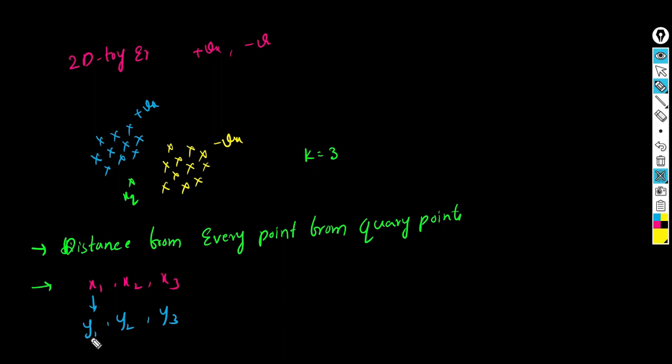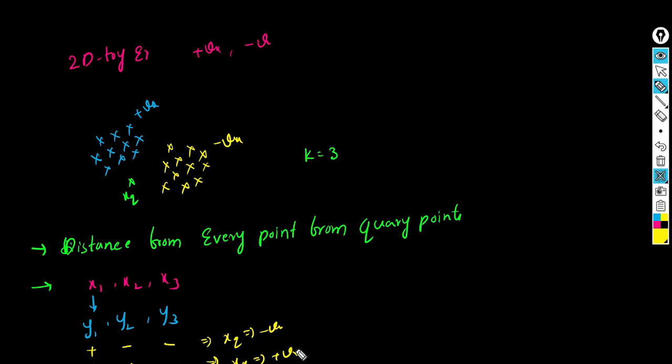Now suppose y1 is positive, y2 is negative and y3 is also negative. Then xq is classified as negative, because the majority class is negative. Similarly, if we have positive, positive, negative, the majority class is positive, so we classify xq as a positive class. We classify based on the majority technique.